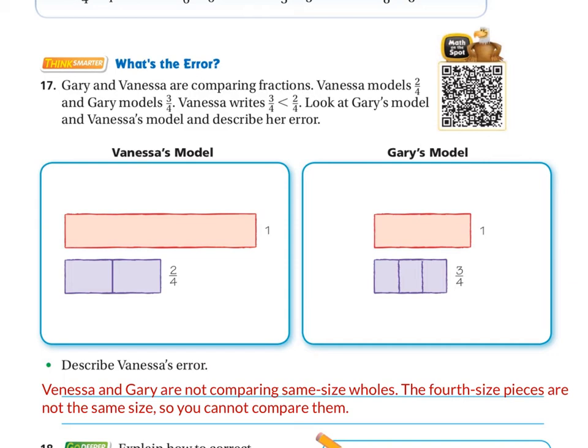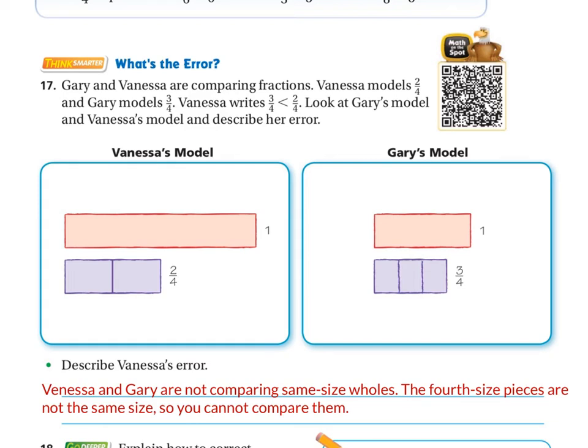The most important thing to realize when we are comparing fractions is we can only compare them when the wholes are the same size. So I see here that Vanessa's whole is a lot bigger than Gary's whole. So even though they both broke up their wholes into fourths, we cannot compare them because they're not the same size whole. Therefore, their fourths are not the same size. Vanessa's fourths are bigger than Gary's fourths.